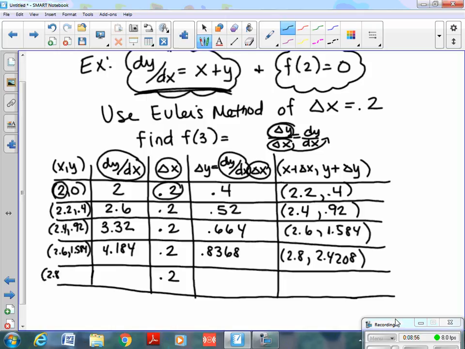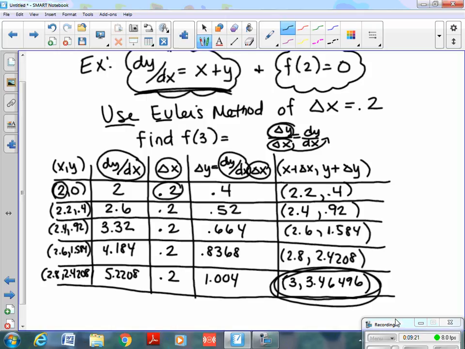2.8 and this is 2.4208. This is 5.2208. This is 1.004, and you get 3 comma 3.46496. And guess what? We are finally done, because the question was, use Euler's method using increments of 0.2 to find f of 3.